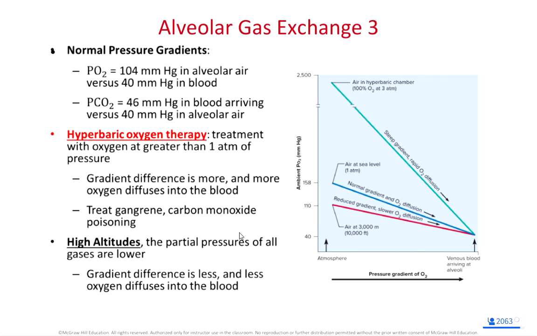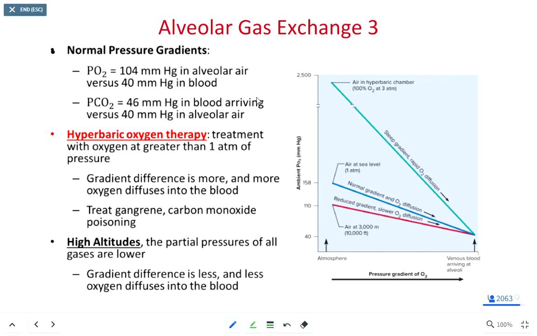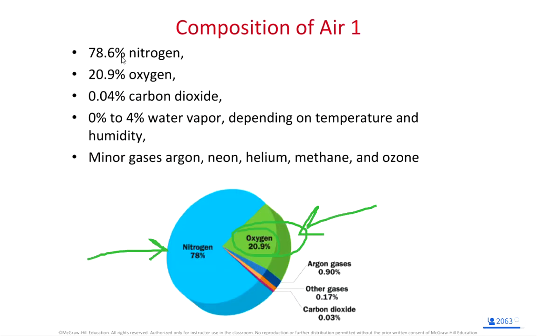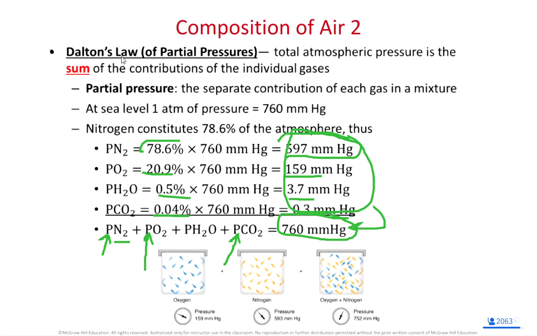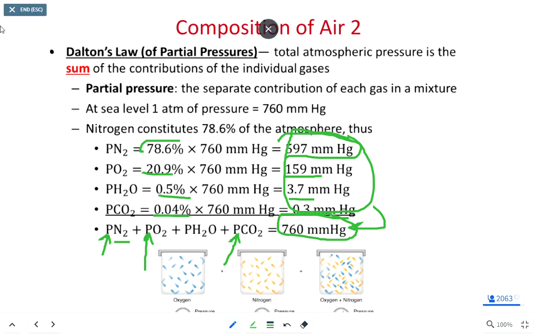Now, when we look at these gradients that we have, generally speaking, in the alveolar air, the air that we breathe into the lungs, let's back up a couple slides here. When we breathe in, we're inhaling air, inspiring. That air is about 21% oxygen. And if we look at partial pressures, we have 760 millimeters of mercury for atmospheric pressure, 20% of that gives us an atmospheric partial pressure of about 159 millimeters of mercury, assuming nothing weird has happened.